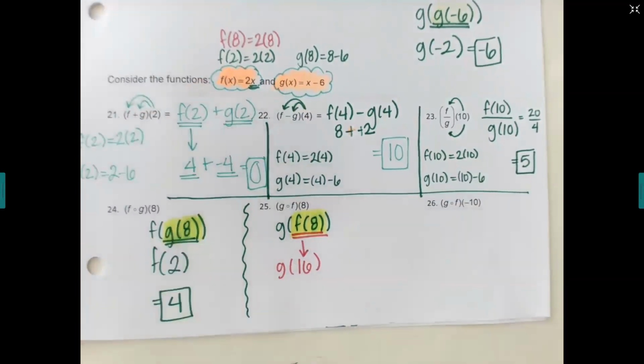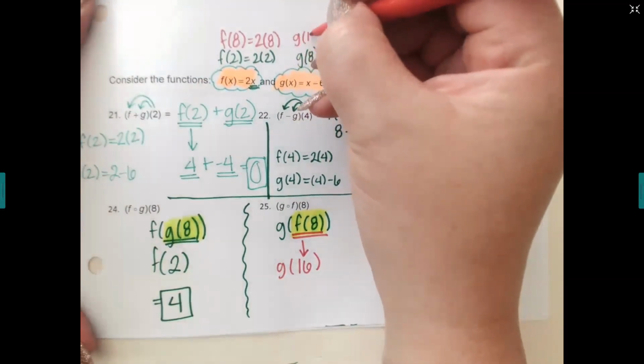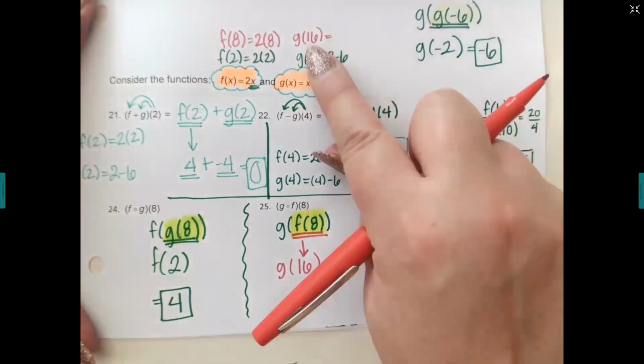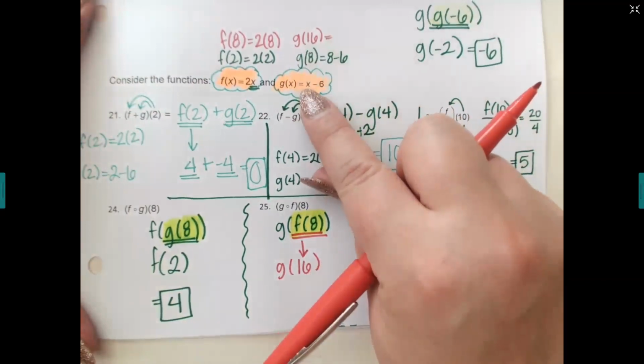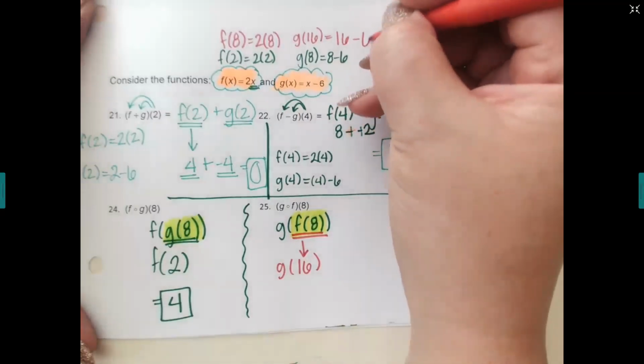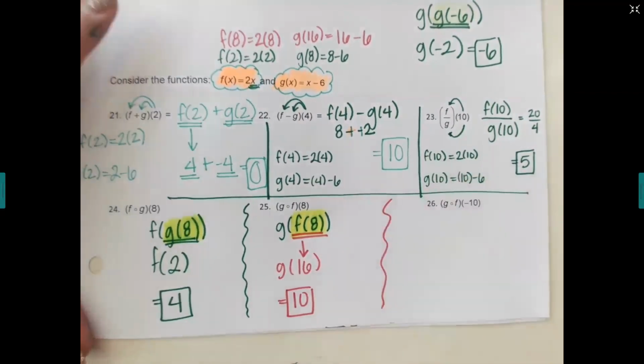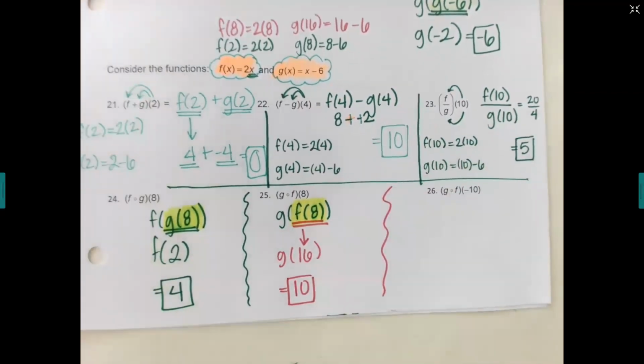But then remember, I'm not done. I'm now taking that 16 and plugging it into the g formula. So then g of 16 here. Remember, the 16 goes into the equation where the x is. So if it's x minus 6, well, then now it's 16 minus 6, which would give me 10. Okay. All right. Hopefully we kind of have the right idea on that. Go ahead and turn the page for me, please.